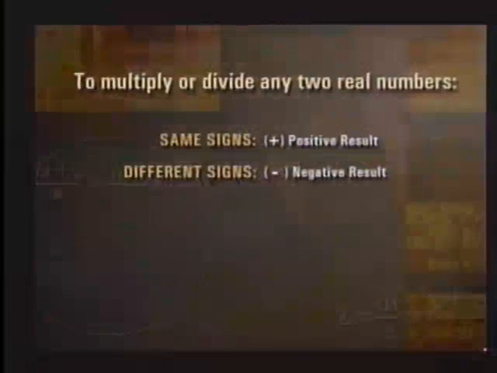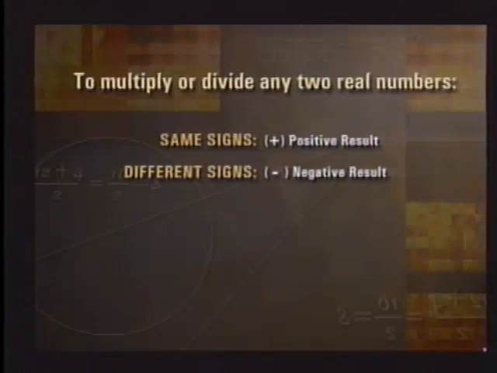So today, going to our first graphic, we're going to start with multiplication and division of any two real numbers. The rules here are, if the signs are the same when multiplying or dividing any two real numbers, you'll get a positive result. If the signs are different, negative result. So let's go to some examples and illustrate this.